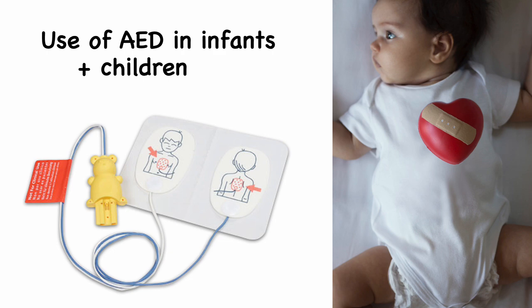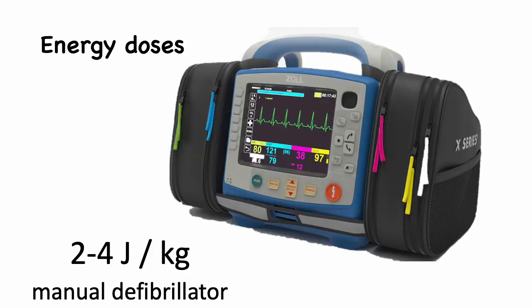The 2020 guidelines recommend the use of AEDs in children, and if an AED is available, also to use it for infants. If we have a manual defibrillator, it is preferable to use it because then we can target the energy dose for the child in front of us, so 2 to 4 joules per kg for defibrillation.